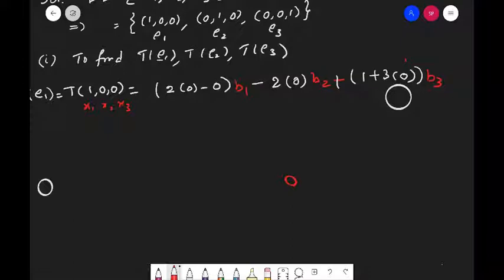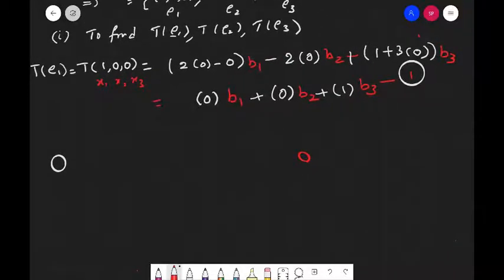So I can say this is equal to 0 into b1 plus 0 into b2 plus 1 into b3. This you give as equation 1. Now finding T of E1.